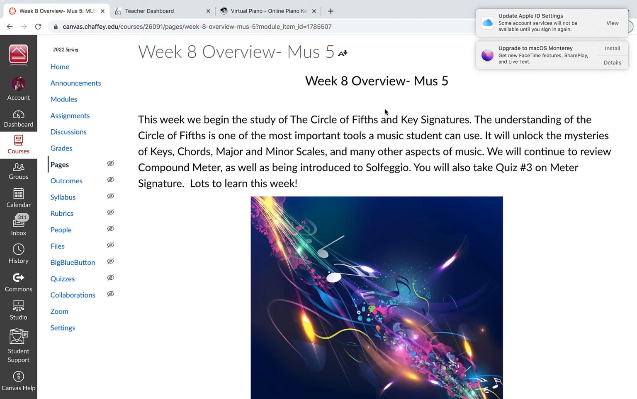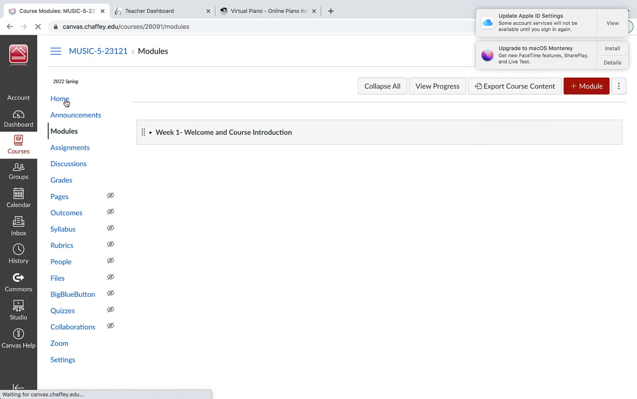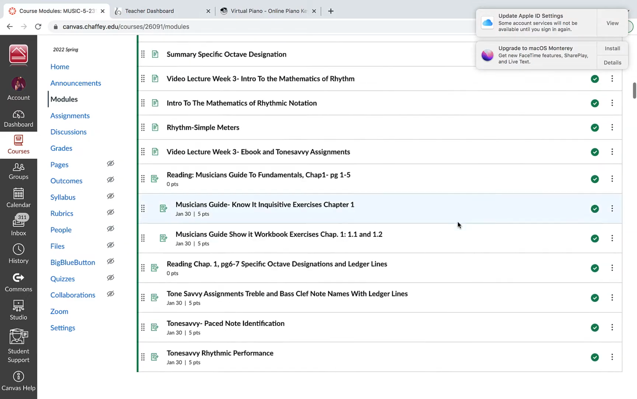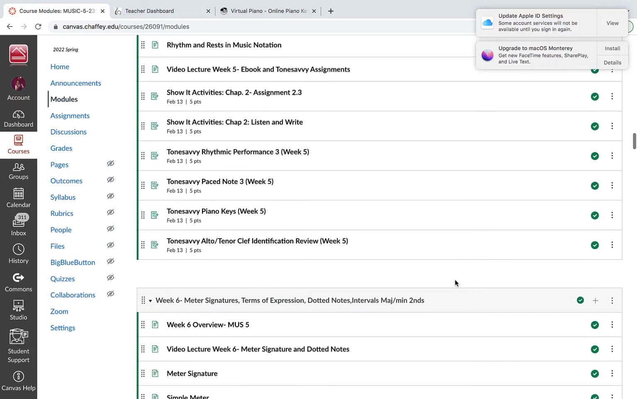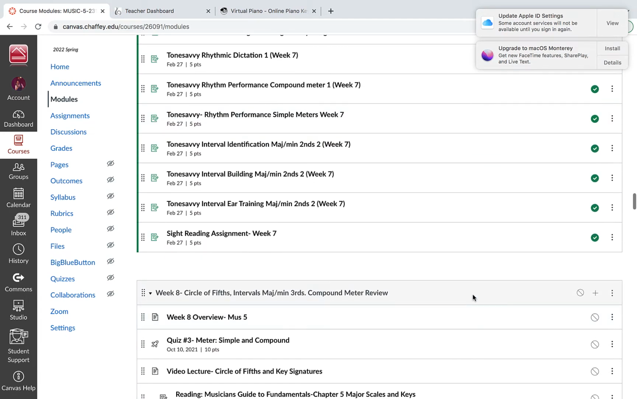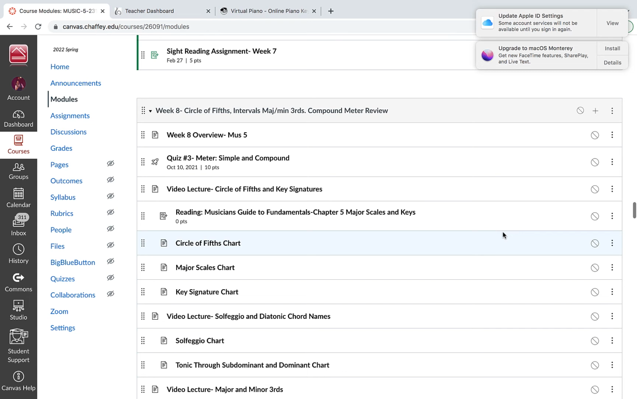But for this particular video, I want to focus on what is called the circle of fifths. The circle of fifths is probably the most important tool you could use as a musician and music student. It leads to understanding of everything. Scales, keys, chords, everything is interconnected, and you can't move forward as a musician until you really understand what the circle of fifths and key signatures are all about.